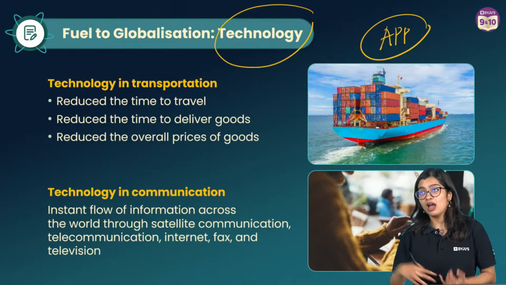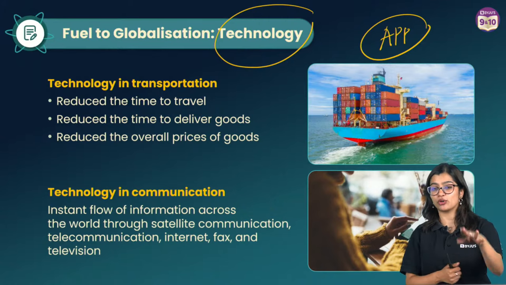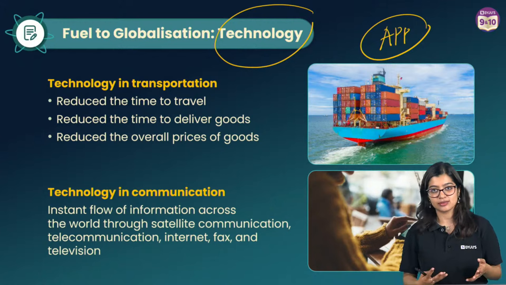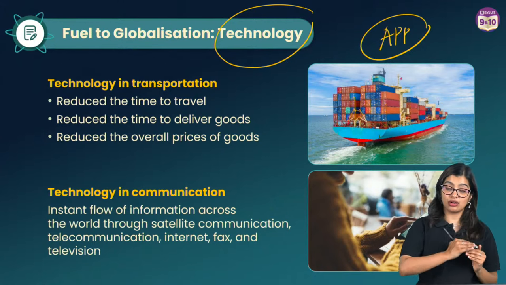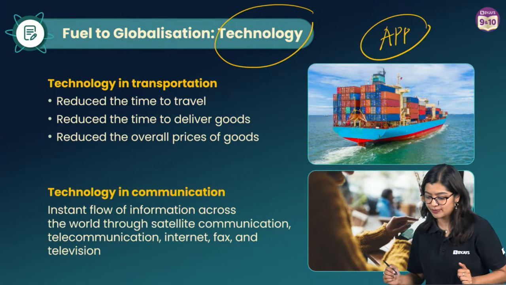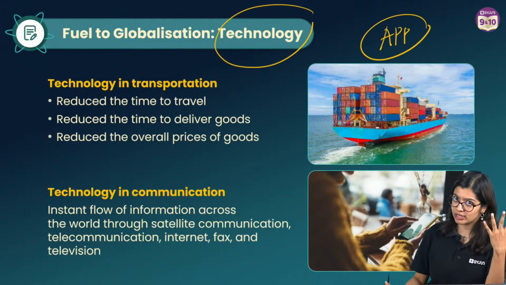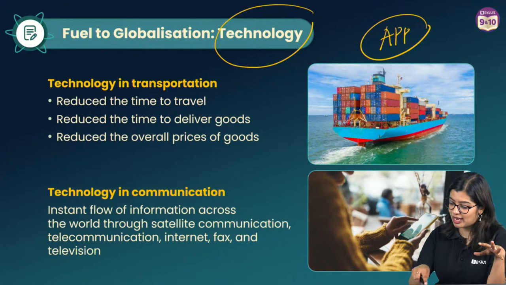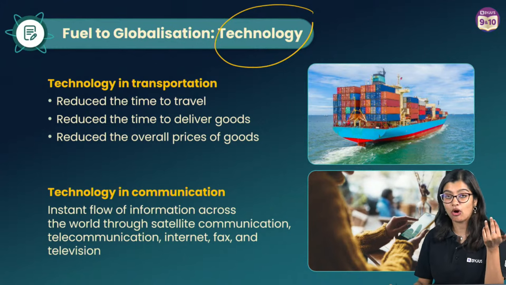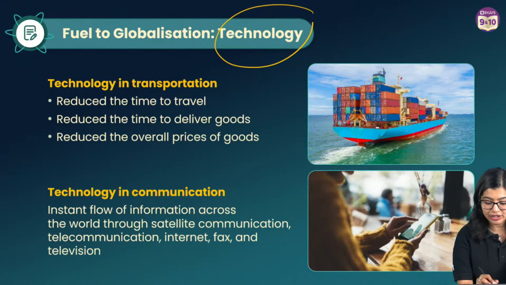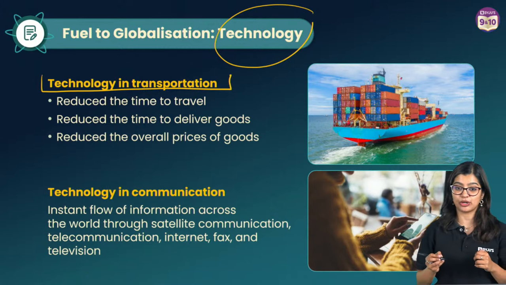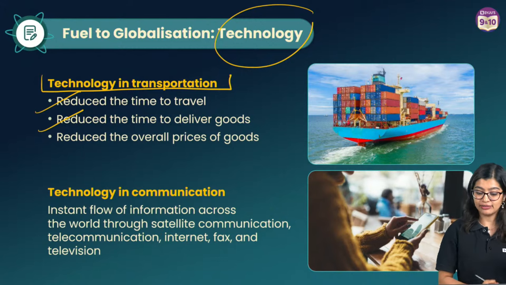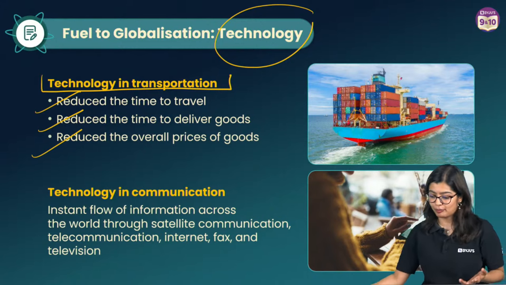I am just one click away. I don't need to go struggle and wait for an auto, see if the auto is telling yes or no. Everything is now made so easy for us. And that is because of the rapid advancement in technology. So in the past 50 or so years, we've also seen that in the field of transportation as well, there has been advancement of technology. So especially how has technology in the field of transportation become better? We see that it has reduced time of travel, reduced time of delivery of goods, thereby reducing overall prices.